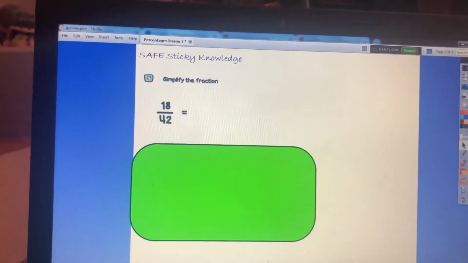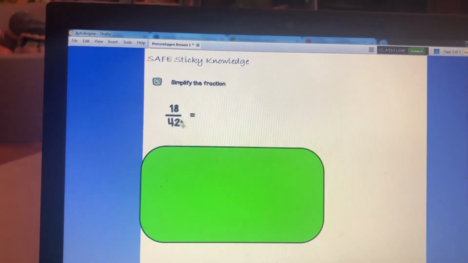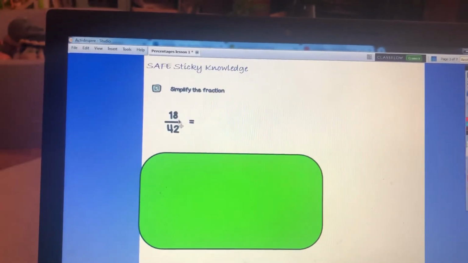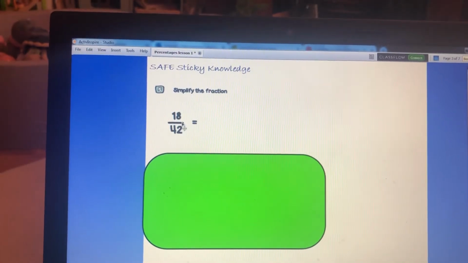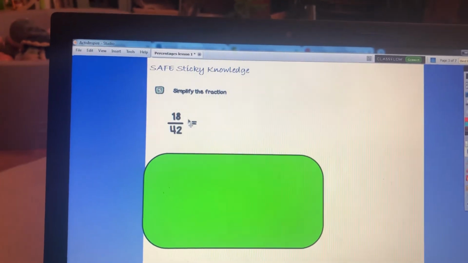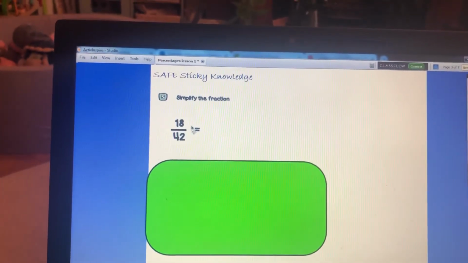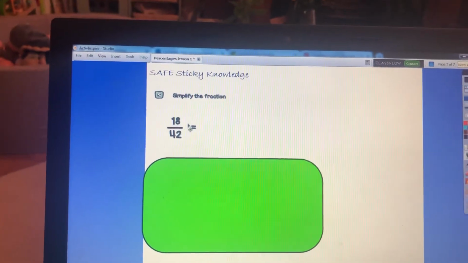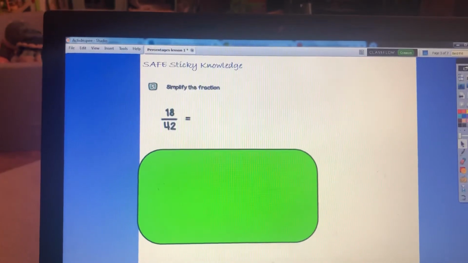For your next part of your safe sticky knowledge, we've got simplifying fractions. So you need to find the largest possible number both of these numbers can be divided by. So what times table are they both in? So I know they're both in the 2s because they're even. I also know they're both in the 3s. I also know they are both in the 6s. And I don't think I can go higher than that.